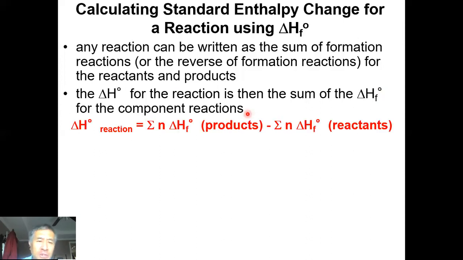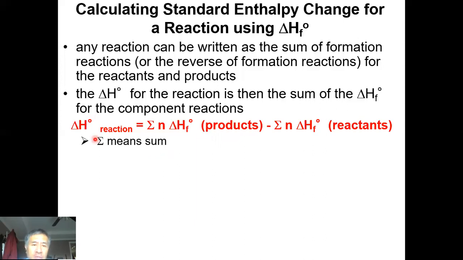So the formula is written as delta H reaction. We saw this delta H reaction many, many times, but now I just add this naught. This naught is standing for standard. So you are calculating the delta H reaction standard. If you have the data for the delta H naught F for the products and reactants, you use this formula, you can calculate this number. In this equation, this sum means addition.